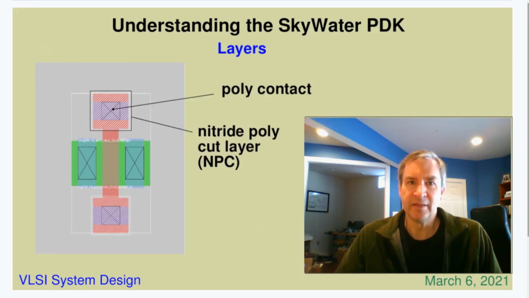Contacts to polysilicon are also a little strange in this process, requiring a nitride polycut layer around the contacts. Usually this isn't an issue, but it is possible to place contacts in ways that seem legitimate but cannot satisfy the design rules for the nitride polycut layer. I'll get to describing DRC rules shortly.